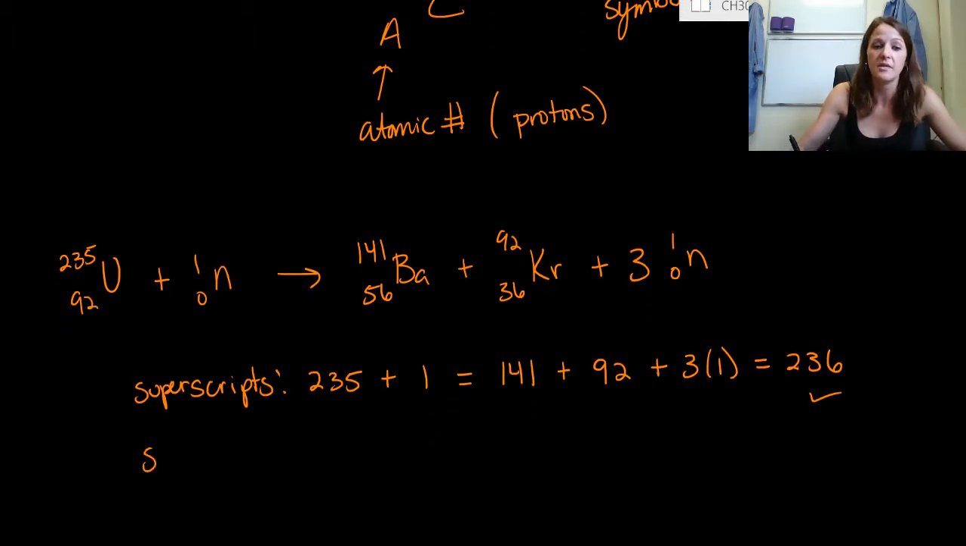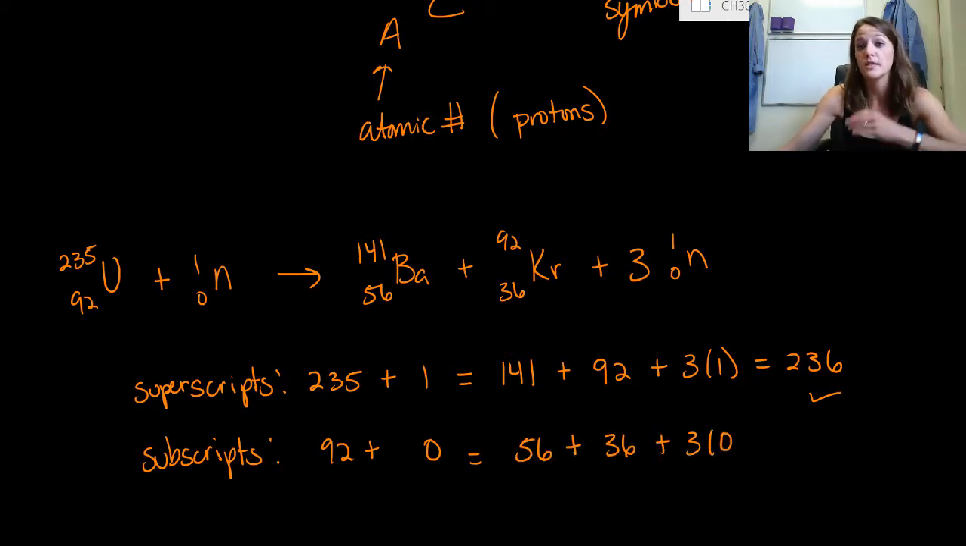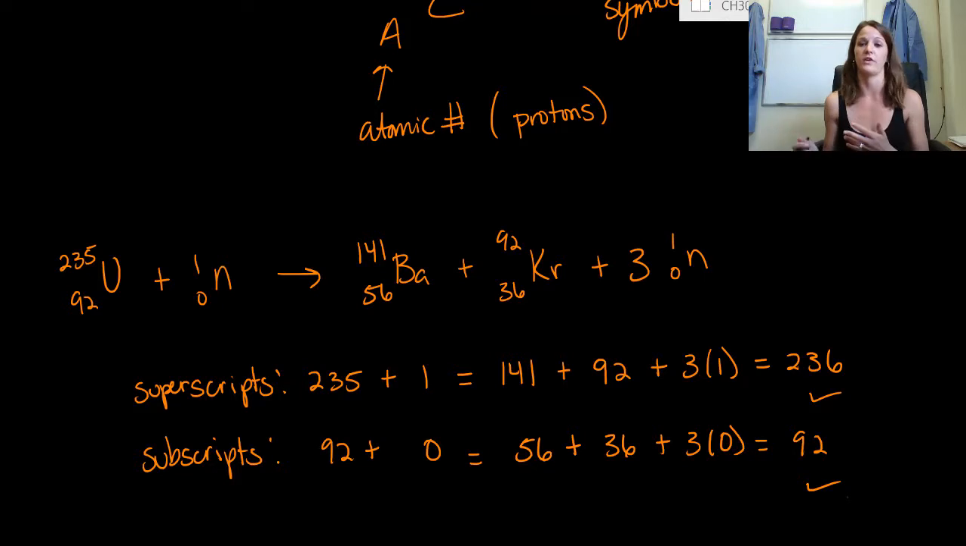We need to do the exact same thing with the subscripts. Now we're just going with the subscripts, the atomic numbers. So for uranium-235, we have 92 plus a neutron, which is 0. It doesn't have an atomic number. And that has to be equal to all the subscripts on our product side. So 56 plus 36 plus 3 times 0. That doesn't really do anything, but you have to account for it. So 92 plus 0 gives me 92. Then you have 56 plus 36 plus 0. That definitely gives me 92, so this balances out perfectly.